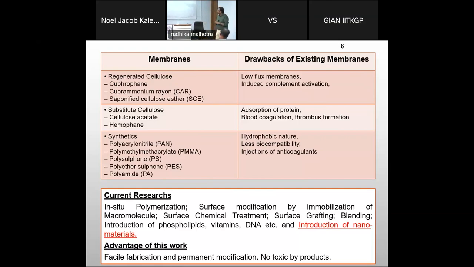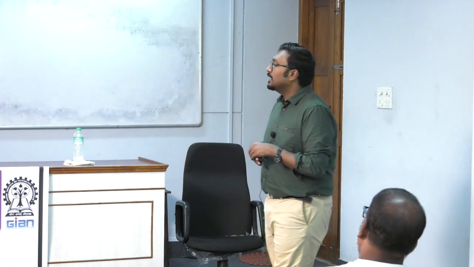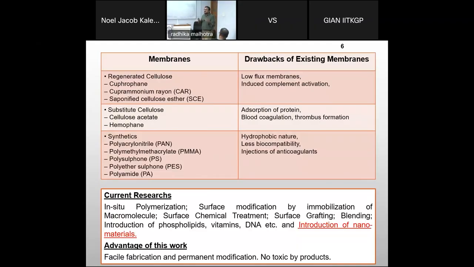Initially they started with polyacrylonitrile membranes, but nowadays the most commonly used are polyether sulfone or polysulfone based hollow fiber membranes. Except for one Japanese manufacturer, all others make only polysulfone or polyether sulfone based membranes. The disadvantage again is that these are hydrophobic in nature. Since they are hydrophobic, any kind of protein adsorbs by hydrophobic interaction. Because they adsorb components, you start to lose biocompatibility.